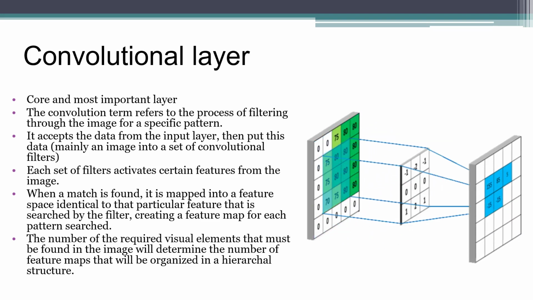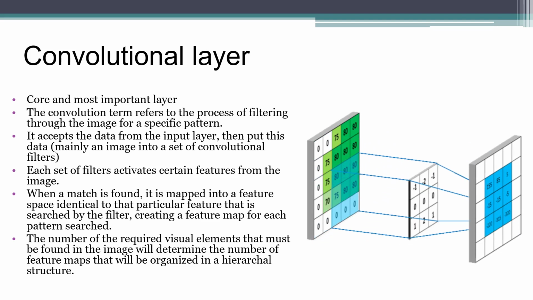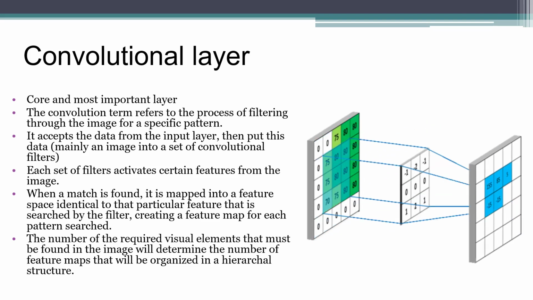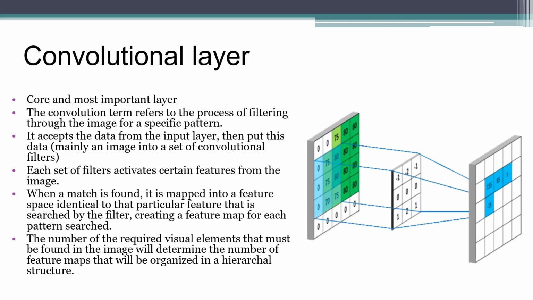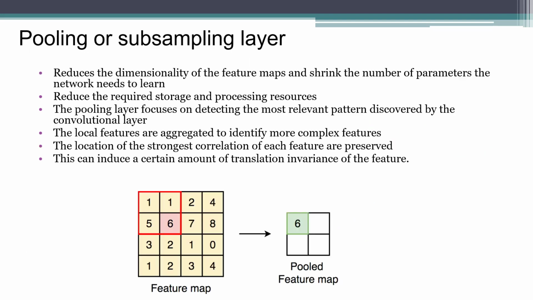Thus, the number of the required visual elements that must be found in the image will determine the number of feature maps that will be organized in a hierarchical structure. After the convolutional layer, the input is passed through a nonlinear transformation in the pooling layer to reduce the dimensionality of the feature maps and to shrink the number of parameters the network needs to learn. Consequently, it reduces the required storage and processing resources.